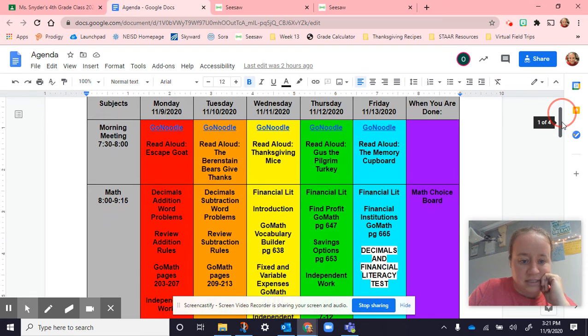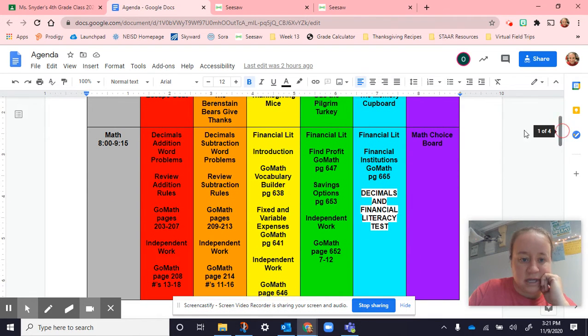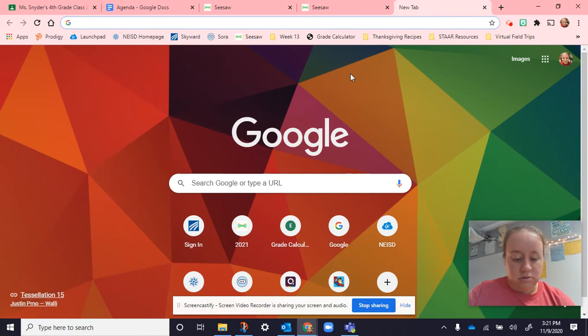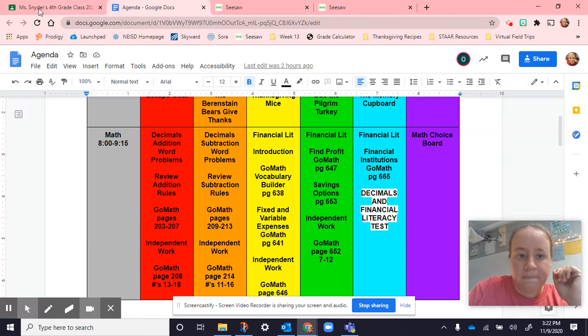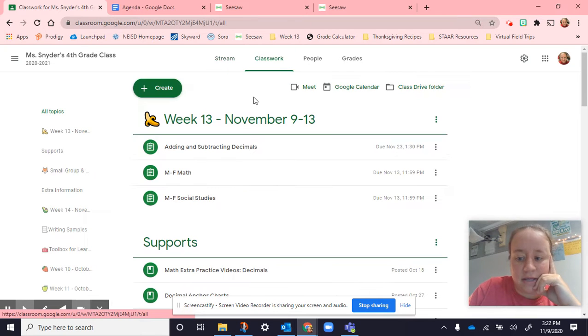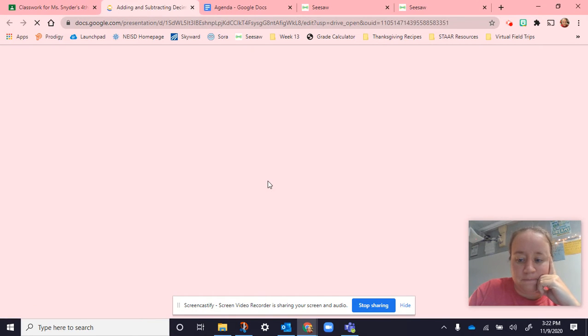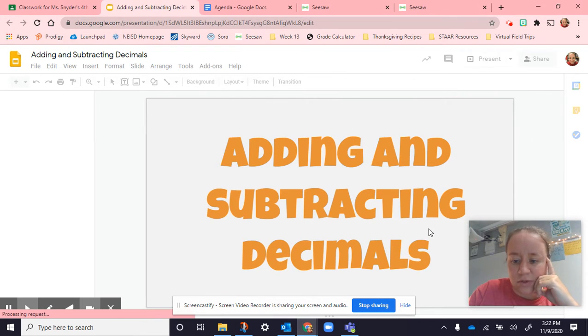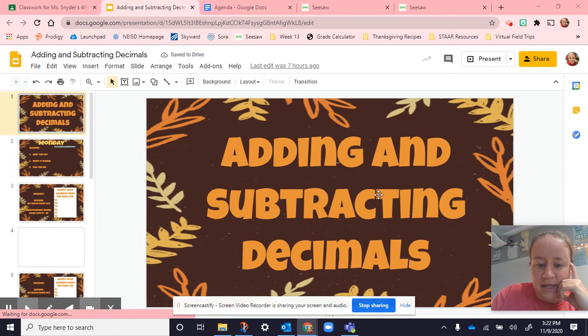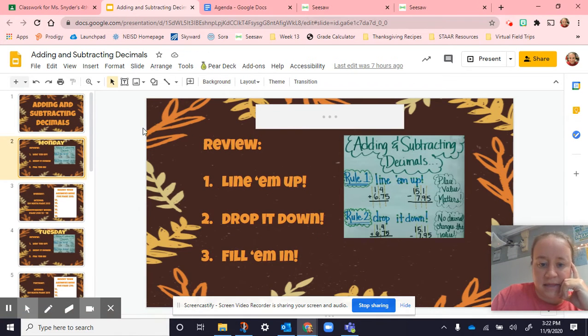Then in math today, we talked about decimals, and we talked about addition word problems. We reviewed addition rules. Oh, actually, let me bring up, they're right here in the assignment. So if you go to Google Classroom, Monday through Friday math, open up your assignment. This is something that we're using all week. And so for Monday, this is what we did.